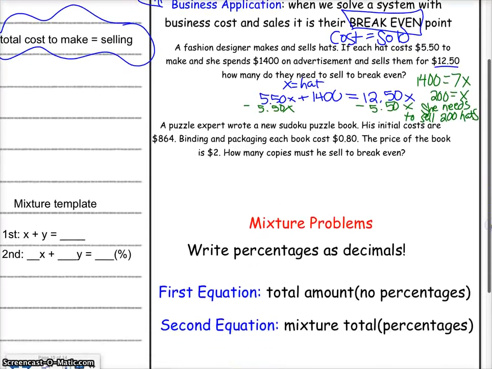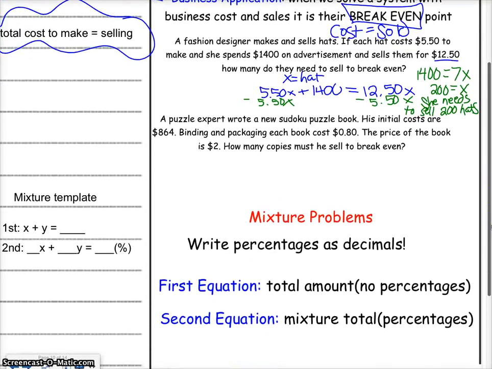Okay, let's say a puzzle expert wrote a new Sudoku puzzle book. His initial costs are $864. Binding and packaging each book cost 80 cents a book. If the price of the book is $2, how many does this author need to sell to break even? So we want our cost to equal how much we sell. That's always our goal. Cost equals what they sell.